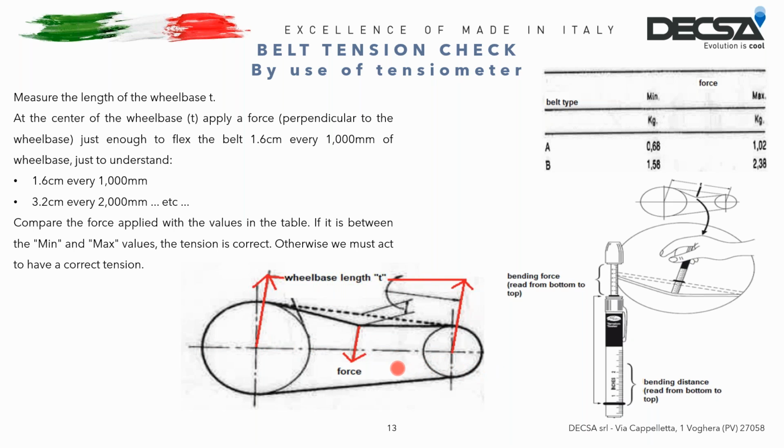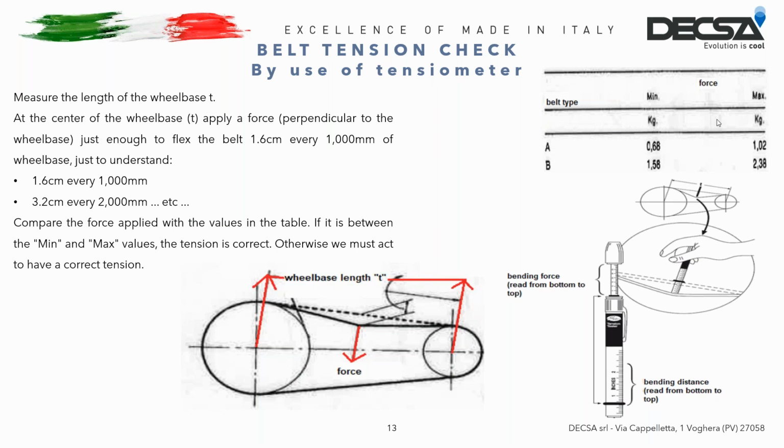As you can see, the wheelbase T is the distance between the center of the two pulleys. This distance must be reported perpendicularly on the belt, and then you must calculate its middle point. At this point, with a tensiometer, we can push the belt by 1.6 centimeters if the wheelbase T is 1 meter long, 3.2 centimeters if it's 2 meters long, etc.